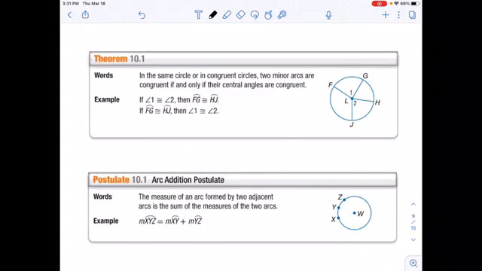Okay, these theorems are going to be like, well, duh theorems. They totally make sense, so let's go through them. In the same circle or in congruent circles, two minor arcs are congruent if and only if their central angles are congruent. This is saying if this angle is congruent to this angle, even if they're not vertical like in this case, these arcs have the same measure as well. Vice versa, if the arcs have the same measure, then we know the angles have the same degree.